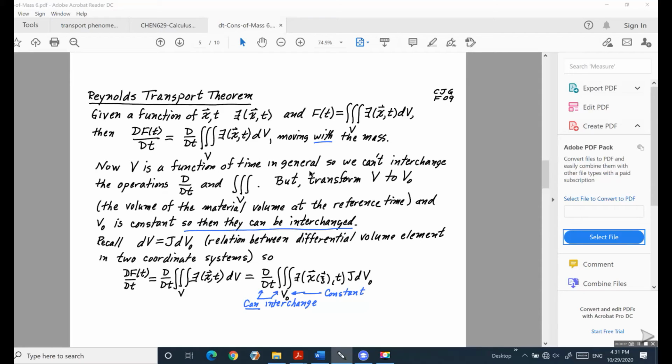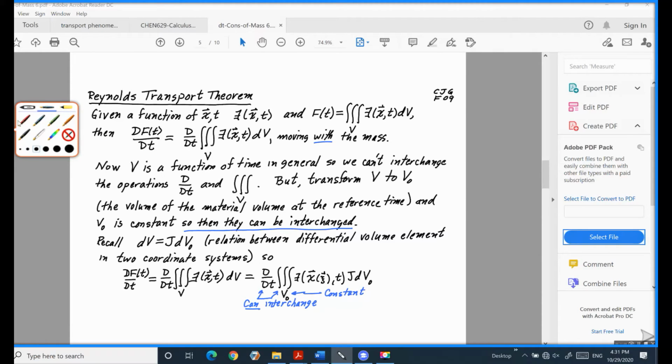Now V is a function of time in general, so we cannot interchange the operation d over dt, but to transform V to V0, V represents the volume when your control volume moves, and V0 represents the control volume when the time is zero. Then what's the relation between V and V0? Before, we obtained that one. Actually, if you remember, we obtained dx1, dx2, dx3 was equal to the... okay, we can write d here.